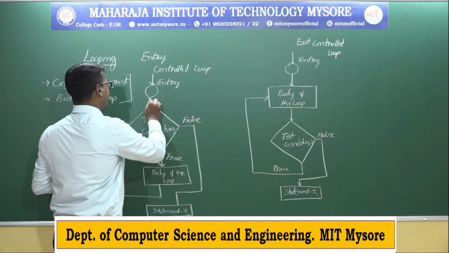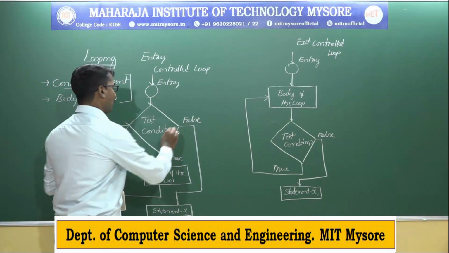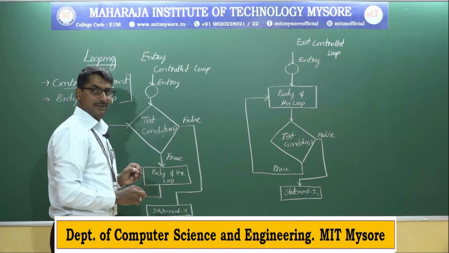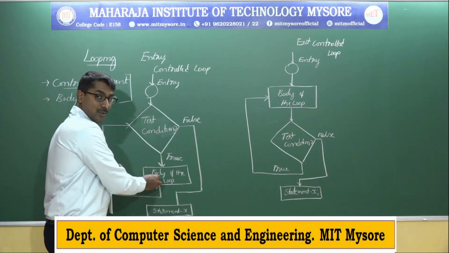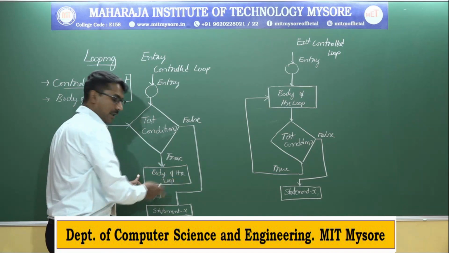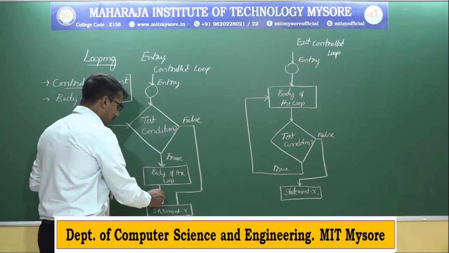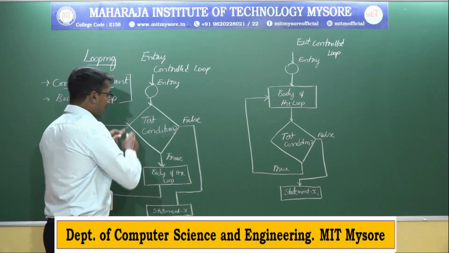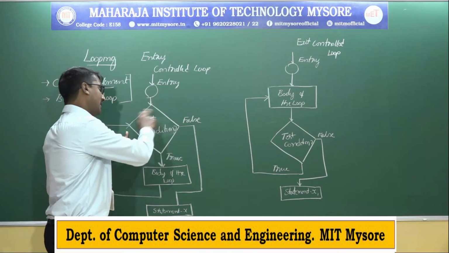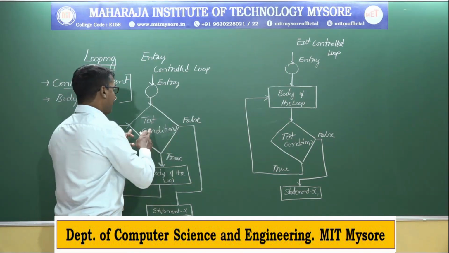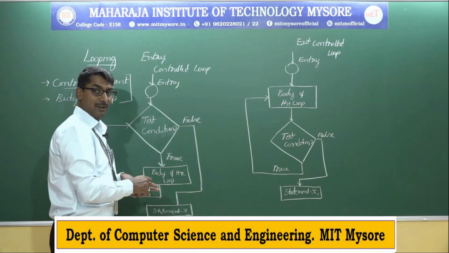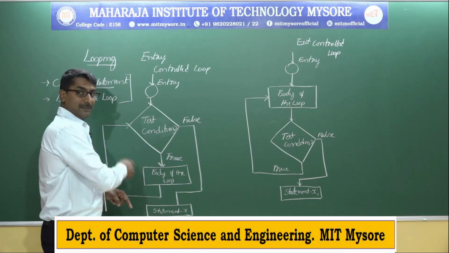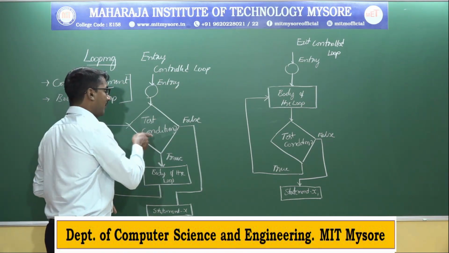In the entry control loop, first the test condition will be evaluated. If the test condition is true, it will execute the body of the loop. After executing the body of the loop, the control goes back to the test condition. Once again, the test condition will be evaluated. If the test condition is true, again it will execute the body of the loop and go back to the test condition. This process will iterate until the condition becomes false.